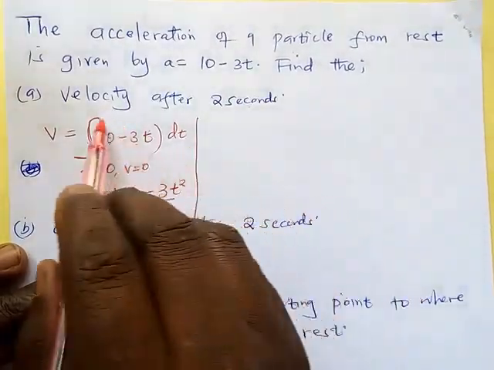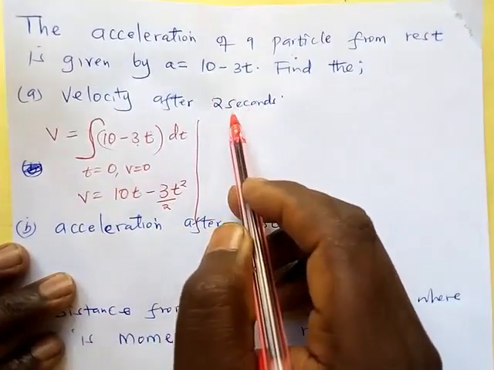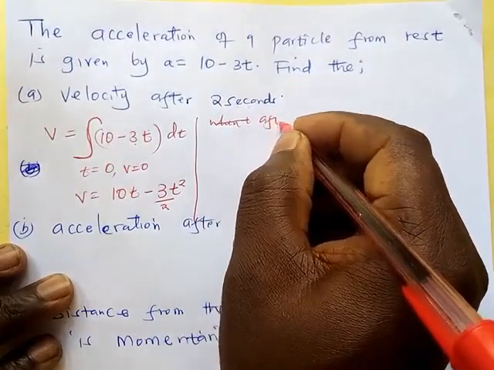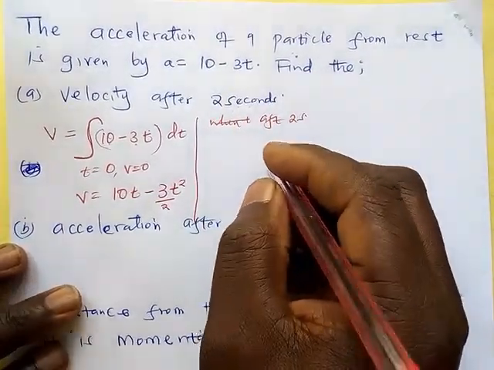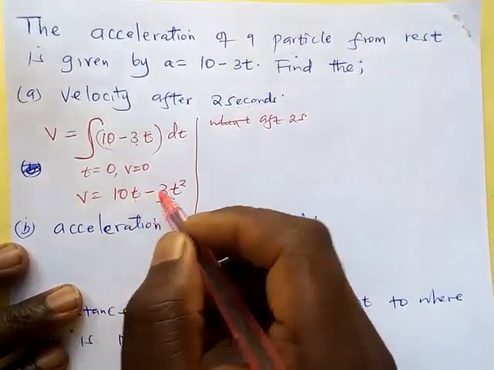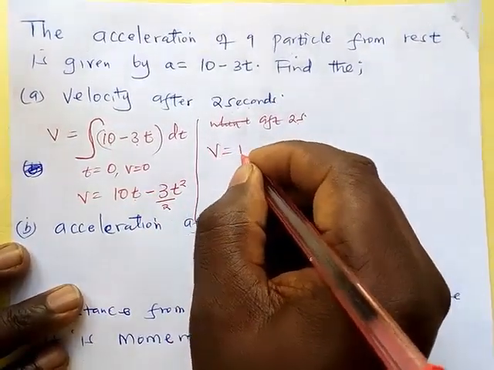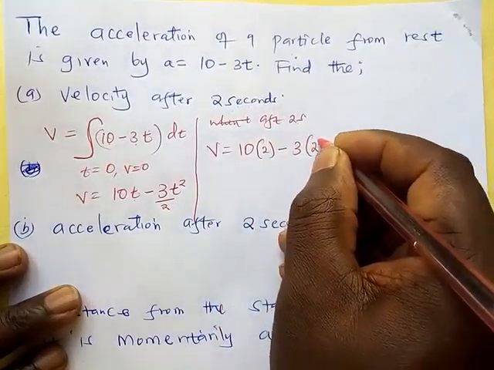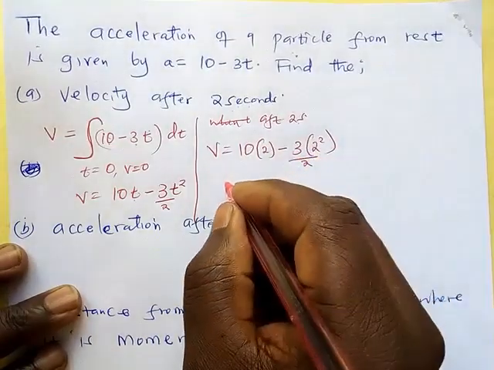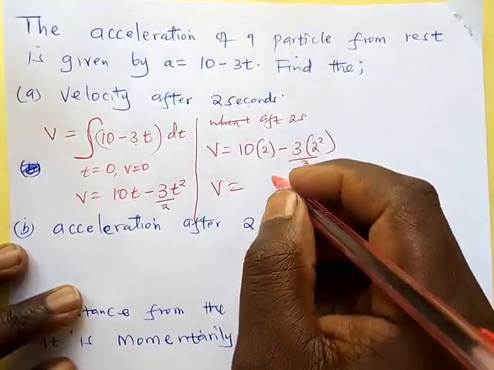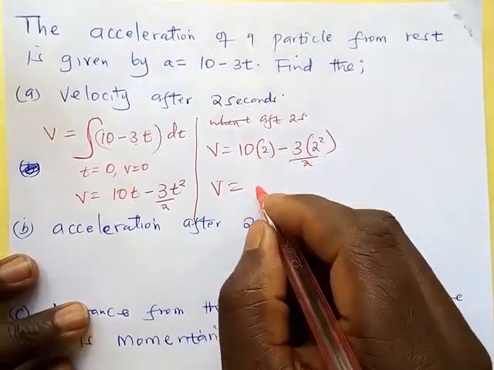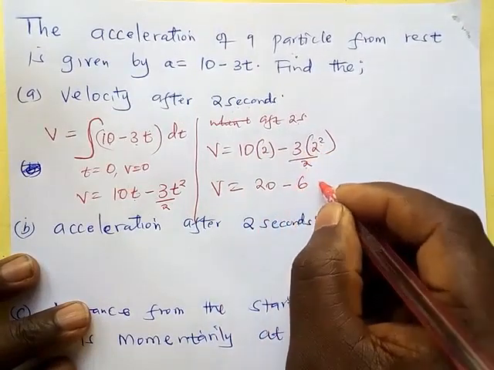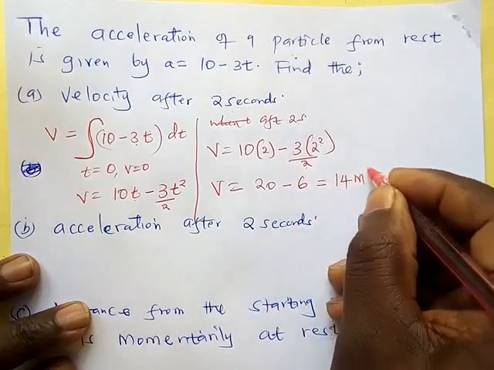But we are asked to find the velocity after 2 seconds, that is time. So when t, or after 2 seconds, what will be the velocity? Where we have t, we substitute with 2. So velocity is equal to 10 times 2 minus 3 times 2 raised to power 2, divided by 2. This is 20 minus 12 divided by 2, that is 6. And that velocity is equal to 14 meters per second.